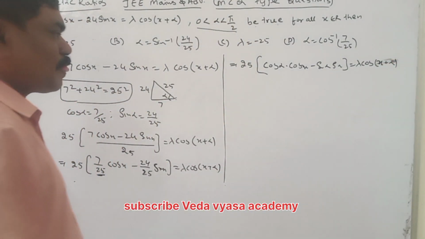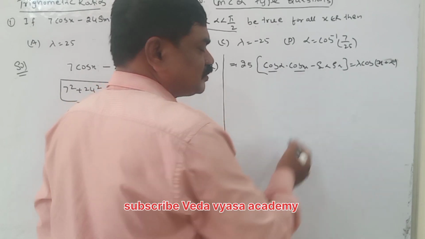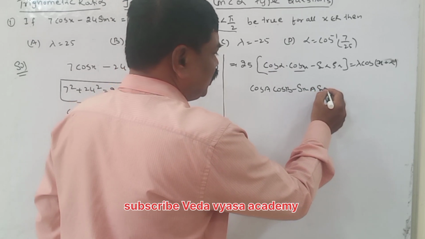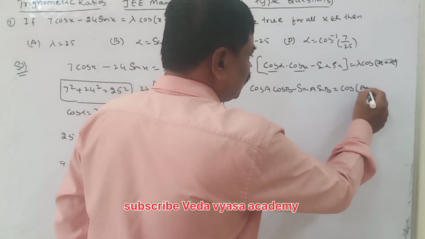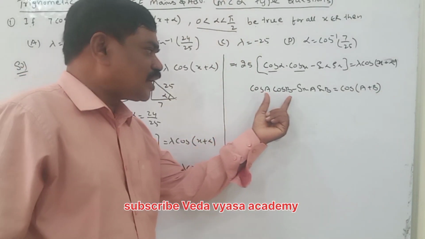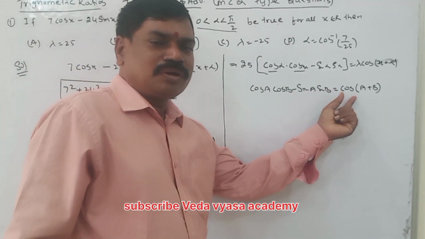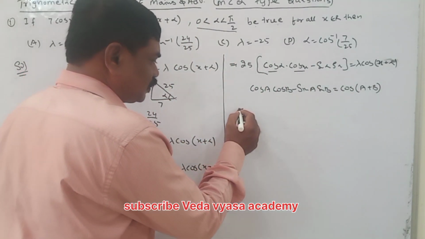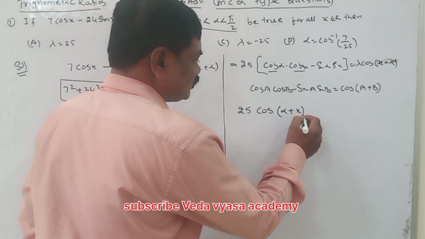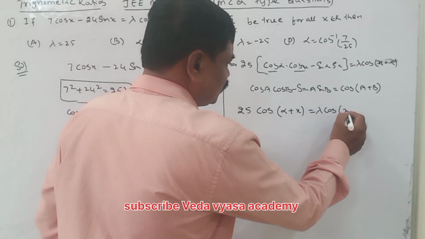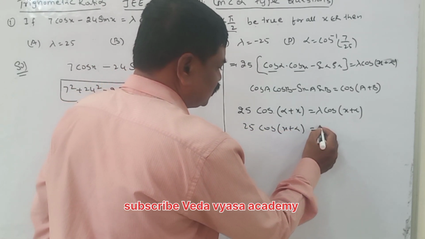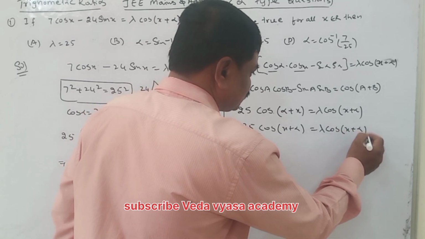Anyway, this is in the form of cos A cos B minus sin A sin B. Cos A cos B minus sin A sin B is equal to what? Cos of (A plus B). Then we write this as 25 into cos of (alpha plus x) is equal to lambda cos of (x plus alpha). So 25 into cos of (x plus alpha) is equal to lambda cos of (x plus alpha).